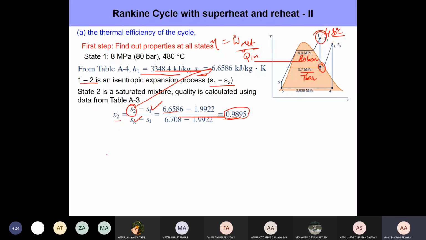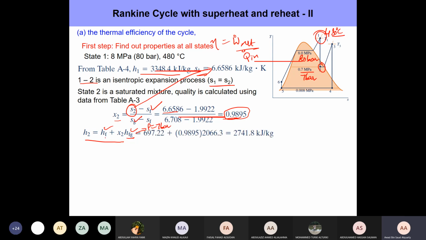Now, once you have X2, it's very straightforward to go and determine H2. All right, H2 is simply HF plus X2 times HFG. And these values are again given in the property tables for a given pressure. And what pressure do we look out for? We're looking for a pressure of 7 bar. Okay, so you get the values of HF and HFG, and we plug in the numbers here, and you get H2 of 2741.8. So H1 and H2 are determined now.